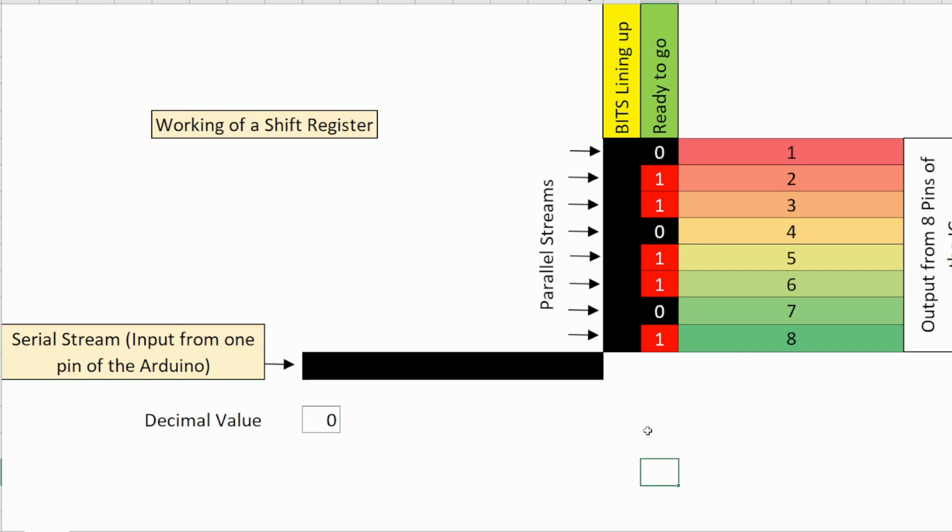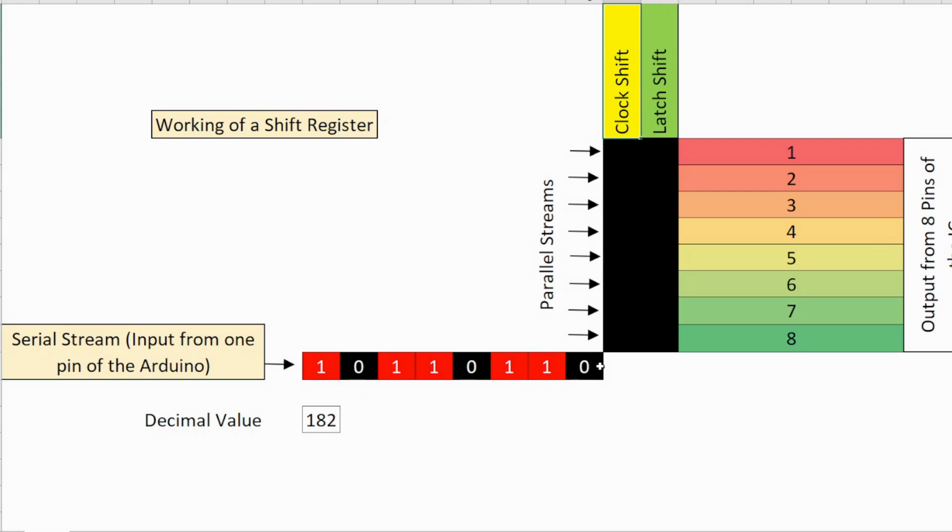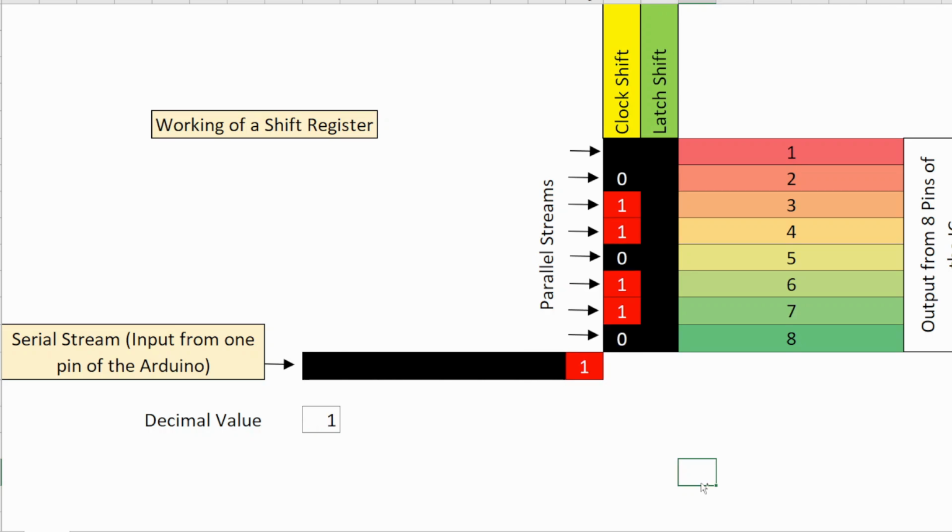Let me explain this thing again. I have renamed these two as the clock shift and the latch shift. Okay, what the clock shift does is it shifts each of these bits into the clock shift area, into the clock shift register, and keeps it there. It is not ready to move out of the IC right now. So let us now start the process of shifting. So the first bit, second, third, fourth, fifth, sixth, seventh, eighth.